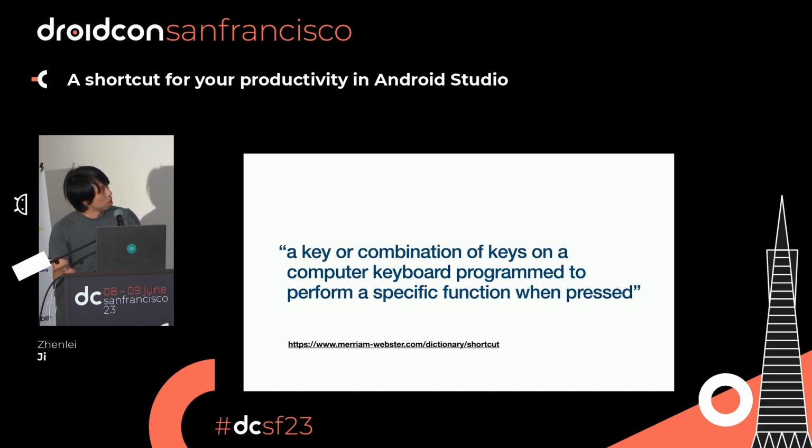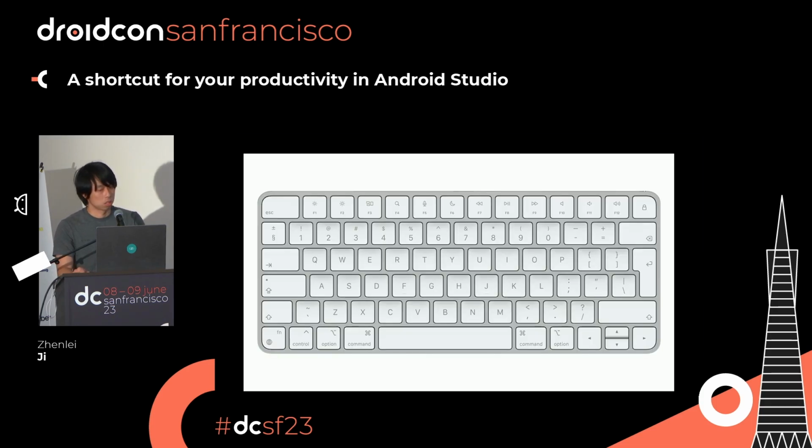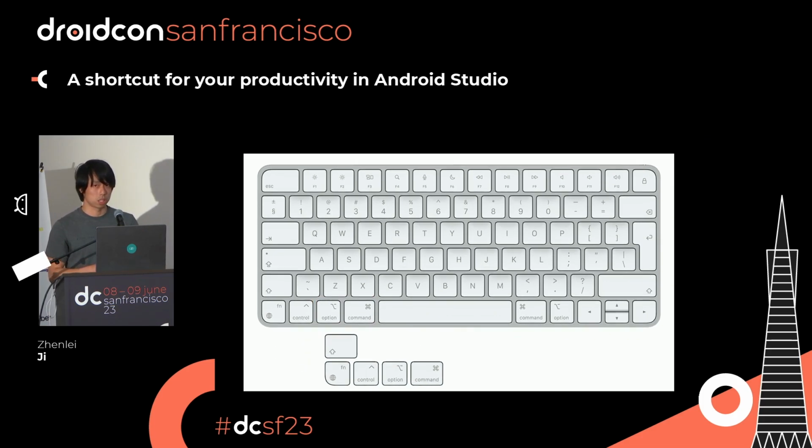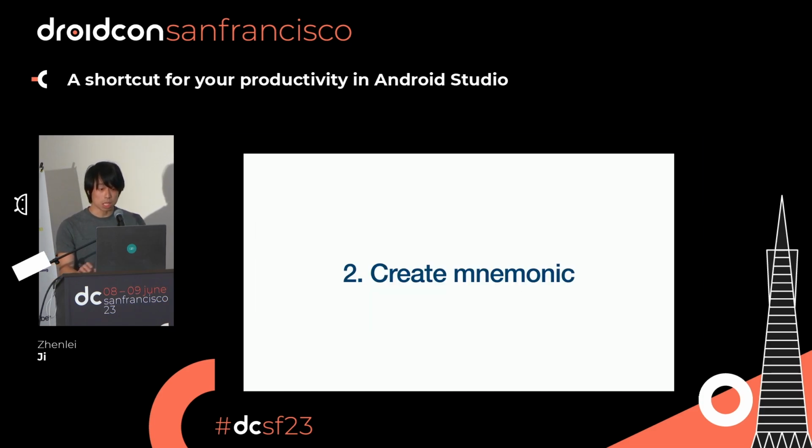So it's a combination of keys. As you can see, the keys can be Shift, Fn, Control, Option, and Command. So it's the combination of those keys plus a key code. This is how the shortcuts in Android Studio work. Usually it's this kind of combination, so you need to keep this kind of combination in mind.